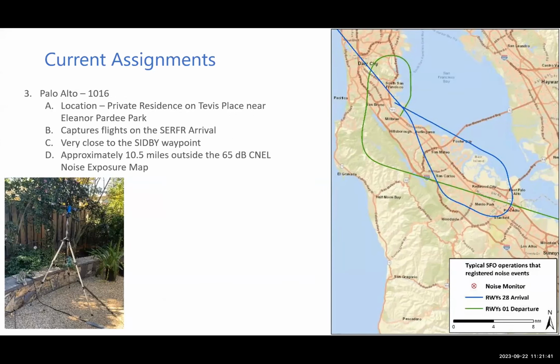The Palo Alto location, 1016, is at a private residence near the Eleanor Party Park. One of the benefits of it, it is almost exactly under the side-by waypoint on the arrivals coming in, the Surfer feeds into. Surfer does end at Eddy, which is quite a ways back, but this is the waypoint where they come off and then start going up to final. Approximately 10.5 miles outside the 65.